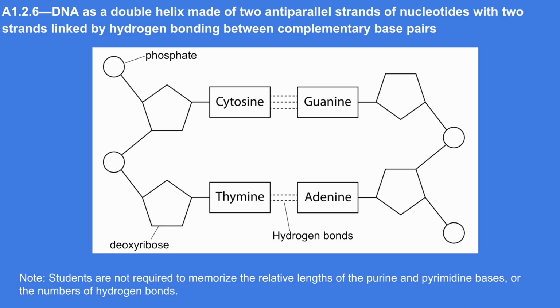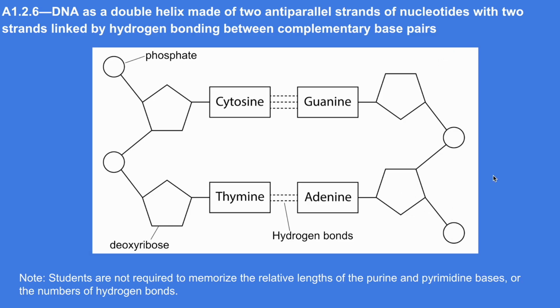This is an important drawing skill. You should be able to draw DNA as a double helix made up of 2 antiparallel strands of nucleotides with 2 strands linked by hydrogen bonding between complementary base pairs. So when drawing this, I recommend drawing half of it here, then turning your page upside down and drawing the other half so that you make sure that you get that antiparallel going the opposite direction. You don't want to have like an extra phosphate here because we know the phosphate associated with the nucleotide is there, and so we don't want to have extra ones.